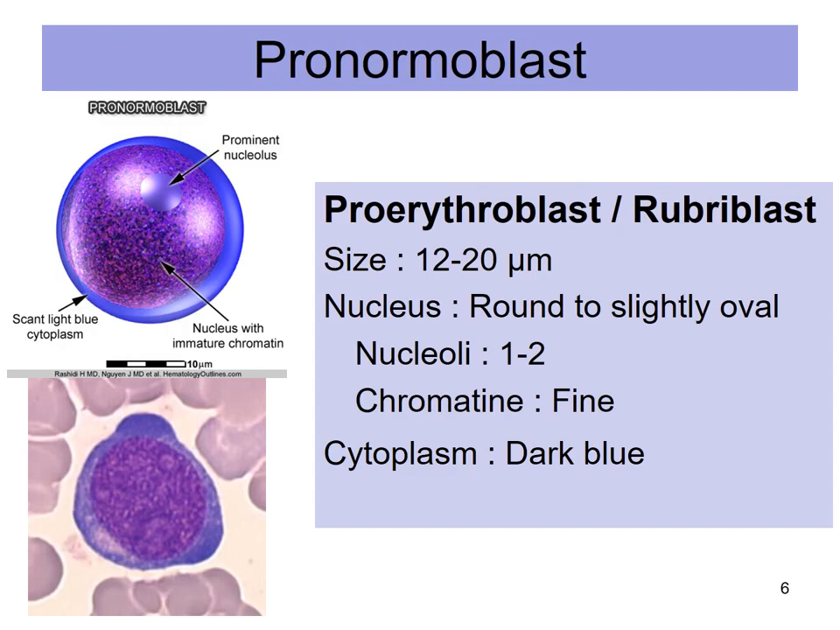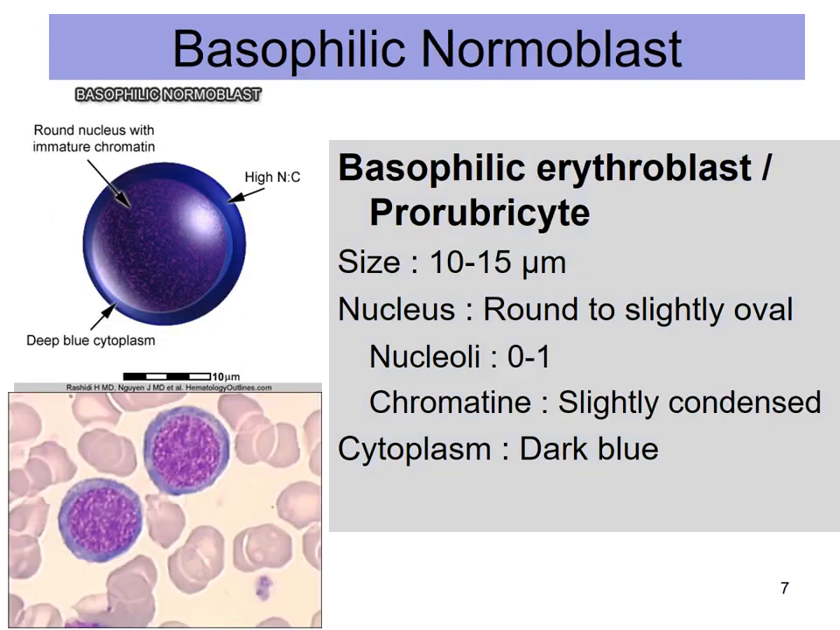Pronormoblasts, also named proerythroblasts or rubriblasts, are 12 to 20 micrometers in size with a round to slightly oval nucleus. They have 1 to 2 nucleoli with fine chromatin and dark blue cytoplasm.